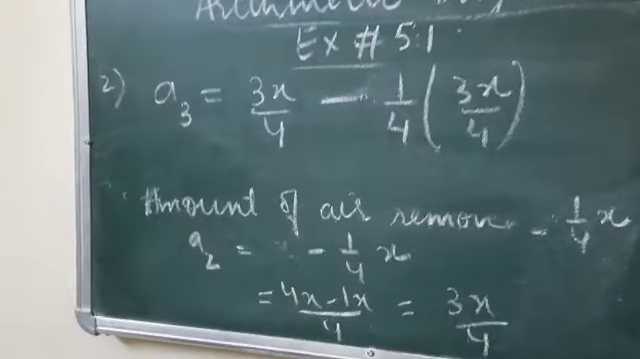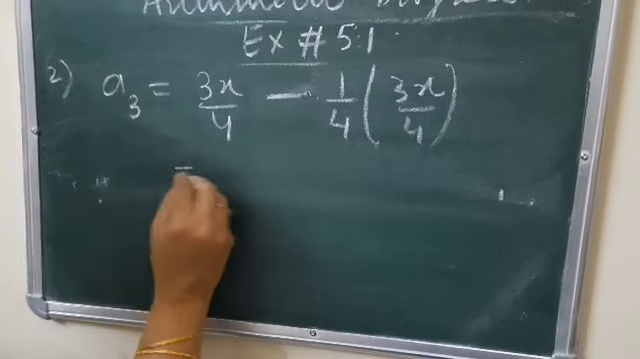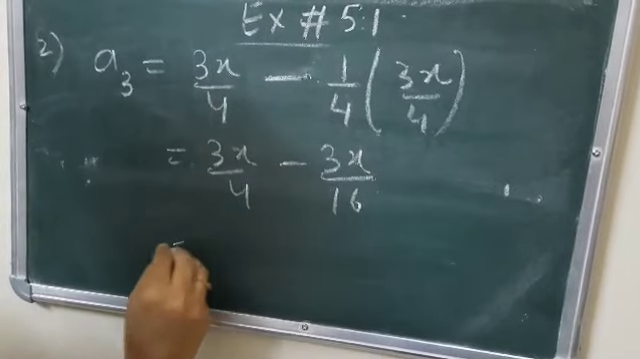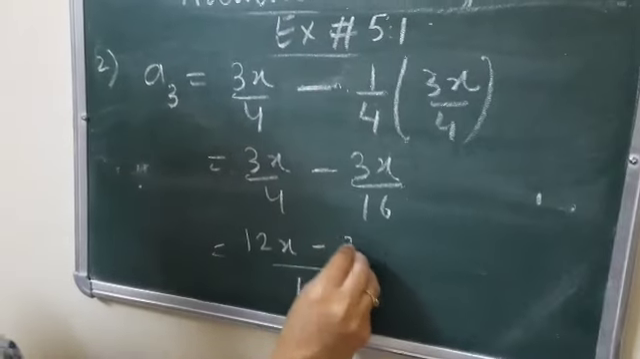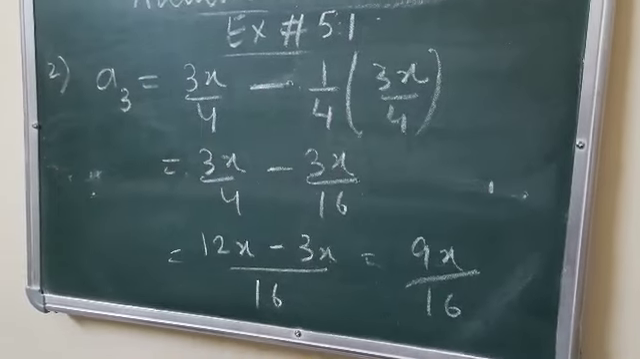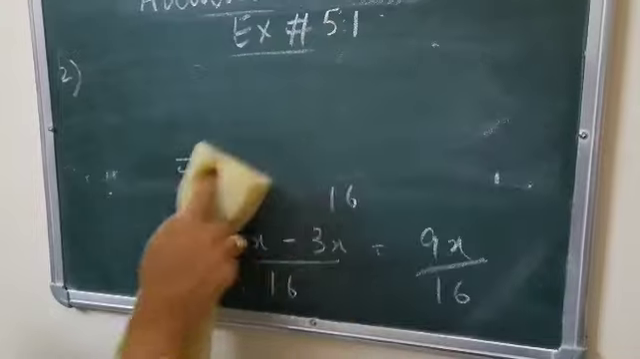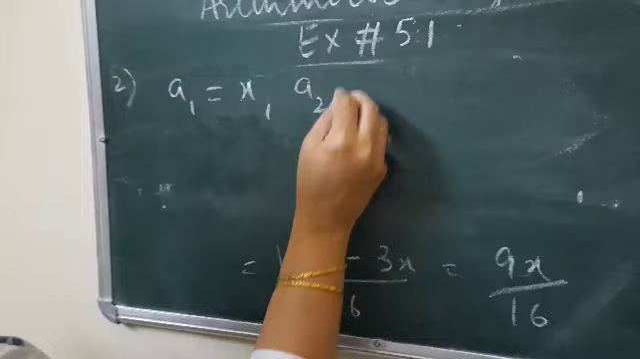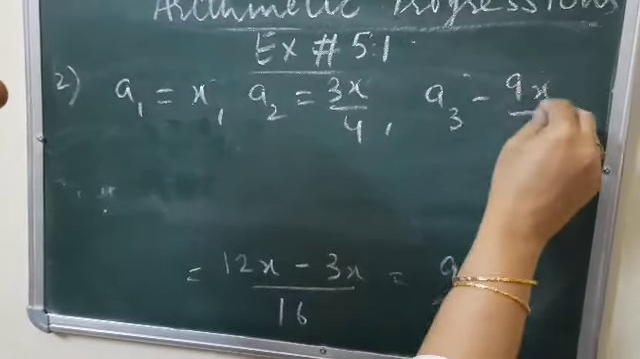So, let's solve it. 3x/4 minus 3x/16. So, the denominator will be 16. 4 3s are 12x minus 3x. So, it is 9x upon 16. So, our a3 is 9x upon 16. Now, let's see. a1 is x, a2 is 3x/4, and a3 is 9x/16.